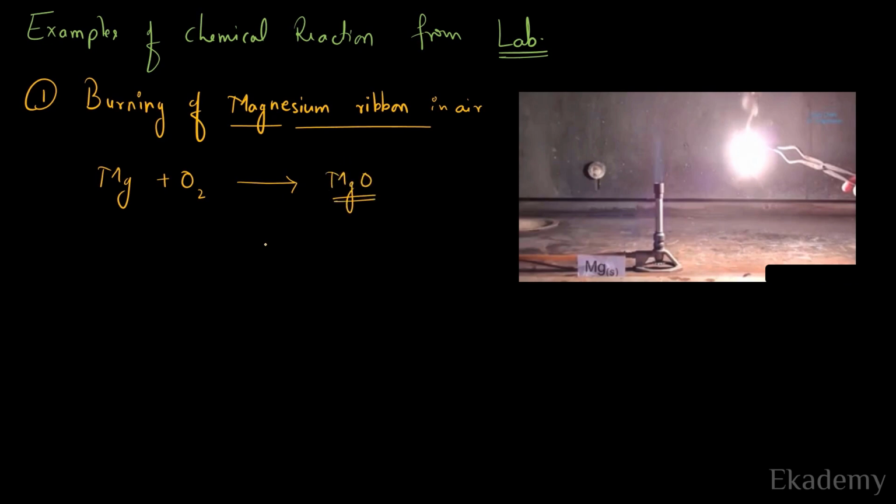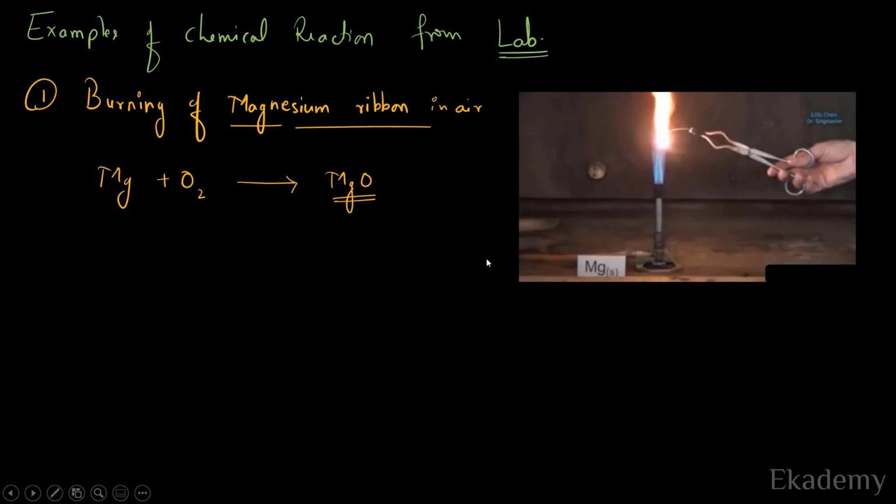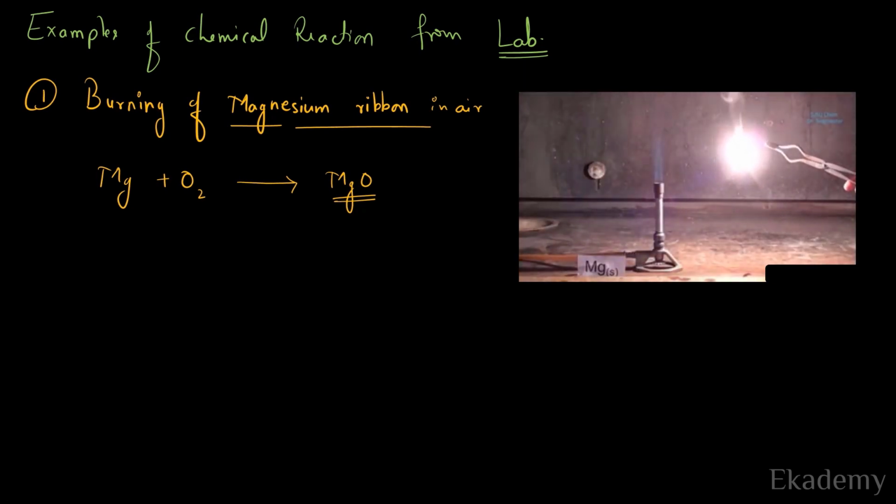So what happens in this reaction is this magnesium ribbon, which you can see, this ribbon which is carried using a tongs, when it is kept over a flame, it catches fire in some time and it produces a very bright light. And this is the reason why magnesium metal is used in firecrackers. And this is what is happening chemically in this reaction.